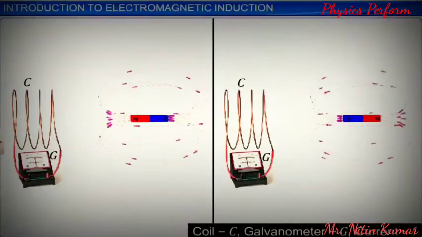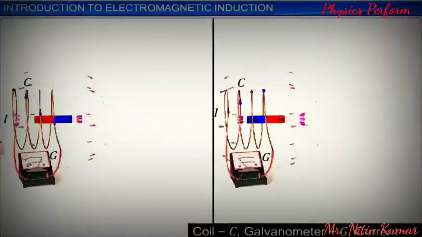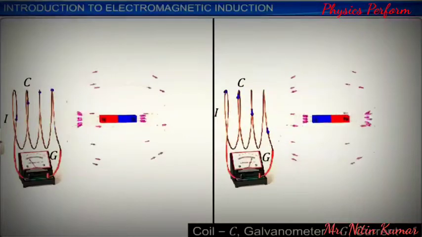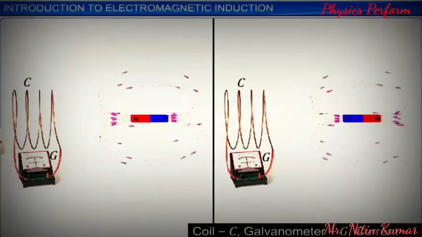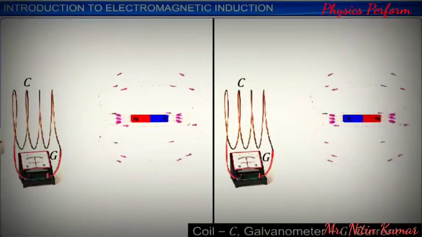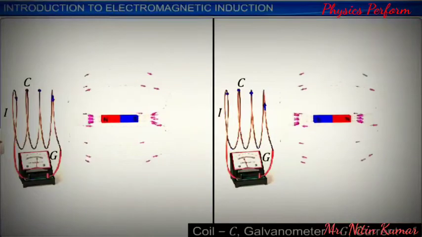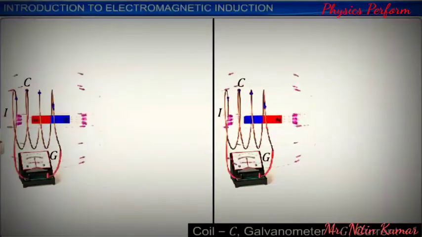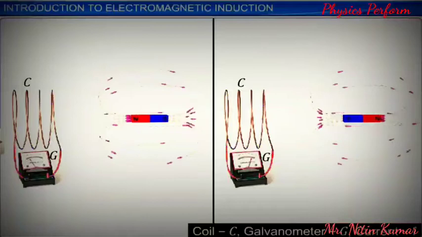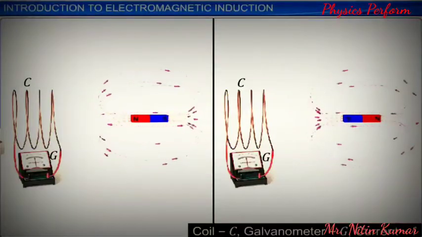The galvanometer needle deflects only as long as the bar magnet is in motion. Once the bar magnet comes to rest, the galvanometer needle settles down at 0 reading, indicating that there is no current in the coil. From all these observations, we can conclude that whenever there is relative motion between a bar magnet and a coil, an electric current is induced in the coil.